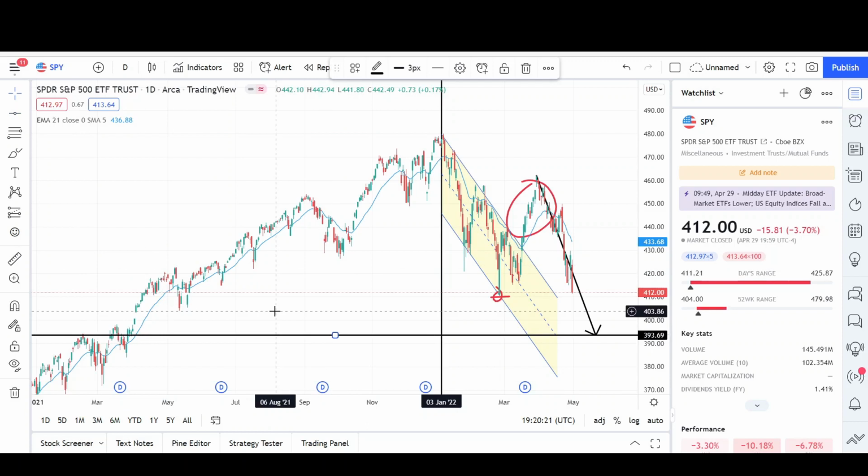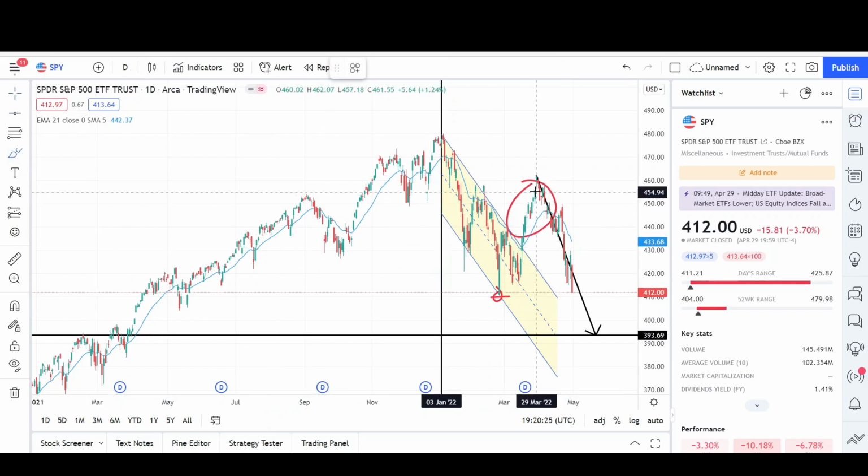So I'm looking for that 393 level because that's where the measure move target is. That's where these aggressive short sellers are probably going to get out of their position, and buyers are going to step back into the market at this level right here. It makes sense because that's where the measure move is. We have a couple of gaps that could be filled, and this is a previous breakout level that we have not tested. So we are at a strong support level.